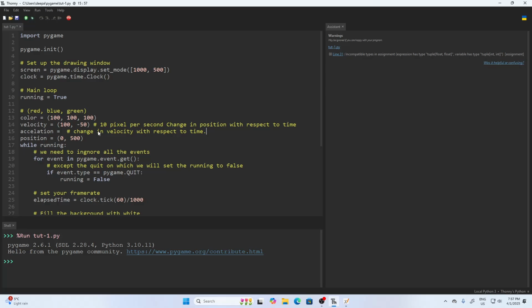Otherwise, if you have acceleration as 0, it means your velocity is not changing. Okay. So if you start with a 0 acceleration, your velocity is not changing. So let's call it acceleration.